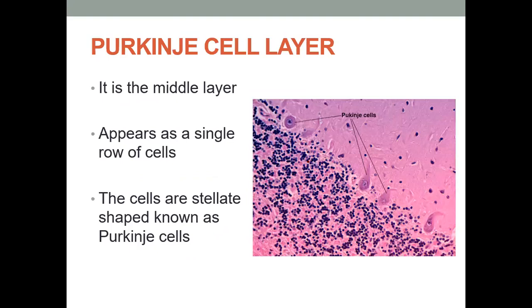The Purkinje cell layer is just a single layer, right in the middle. It's a single row of cells, as I told you earlier, of stellate-shaped Purkinje cells, which you can clearly see. This is one Purkinje cell, this is another Purkinje cell, this is another Purkinje cell.